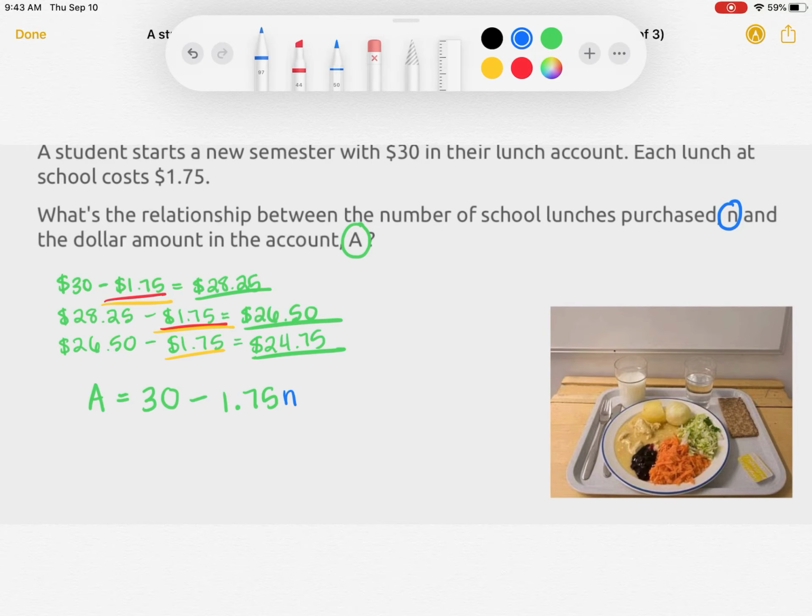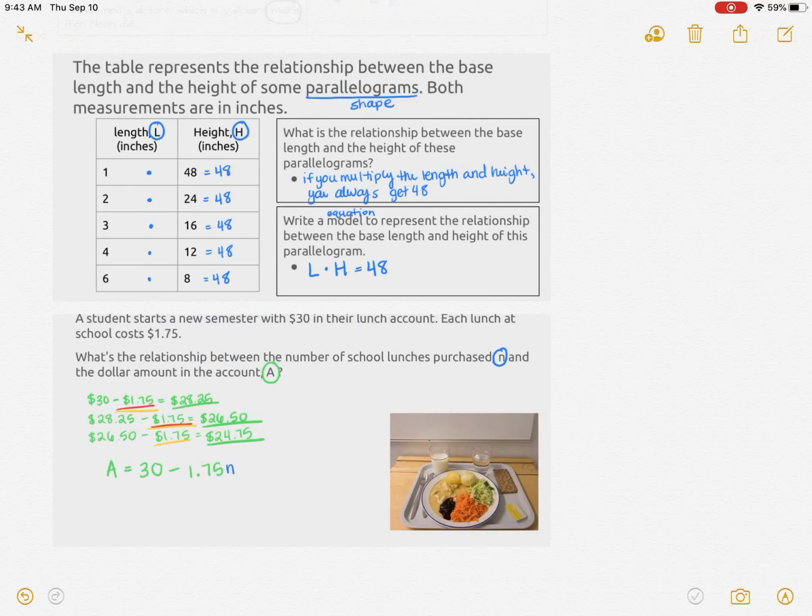Okay? So those are just some examples to help you do your homework and do the quiz. And let me know if you have any questions.